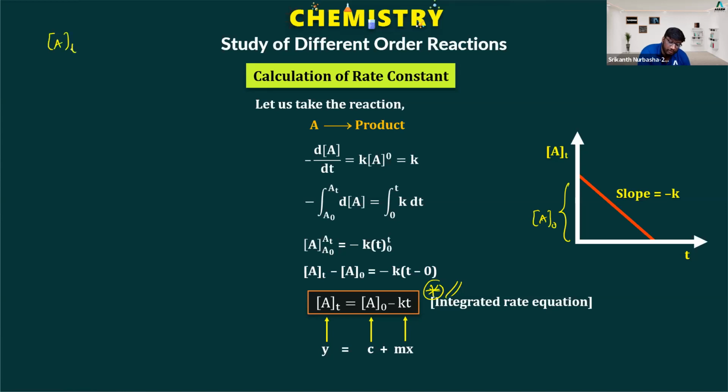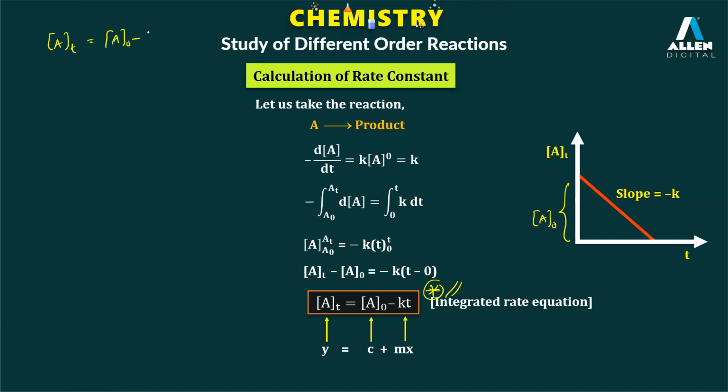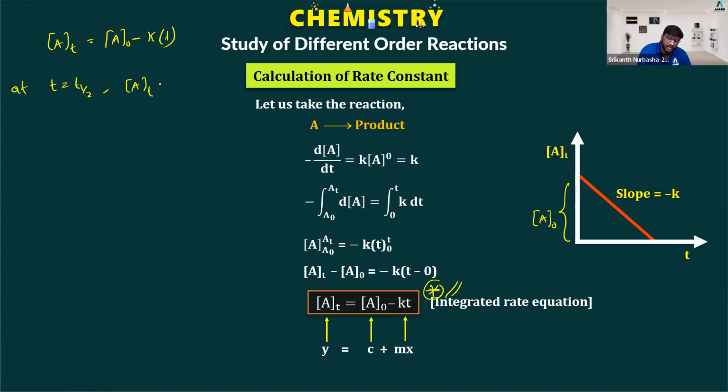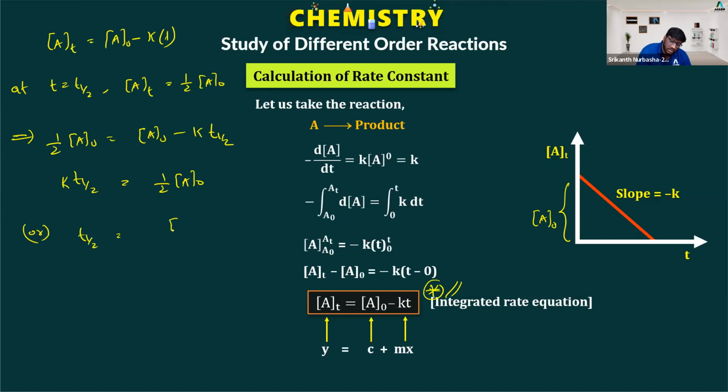What is half-life? The time taken at which the concentration of A at time t is equal to half of the initial concentration. So I can write the expression: half of initial concentration is equal to initial concentration minus K into t half. So t half is equal to initial concentration of the reactant divided by 2K.